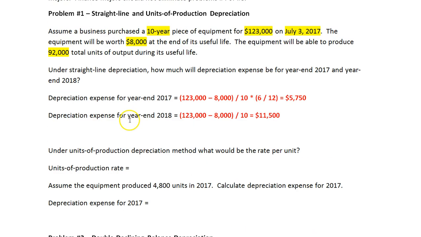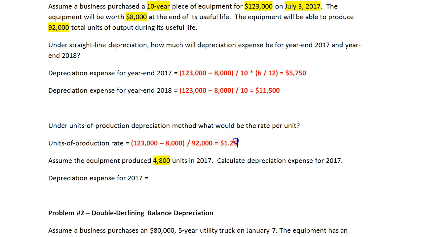Alright, under units of production, it's going to be very similar to straight line. All we're going to do is take cost minus residual, and then instead of dividing by the 10, we're going to divide it by the 92,000 to get our rate. Once we have our rate, to apply the rate, we just figure out how many units were used, and you got 4,800 units times $1.25. That totals up to $6,000. You don't need the fraction of the year multiplier, even though this is purchased in the middle of the year, because we're naturally going to use fewer units during the year if we purchase it in the middle of the year.